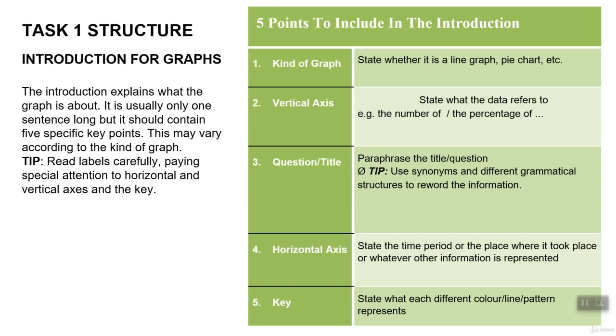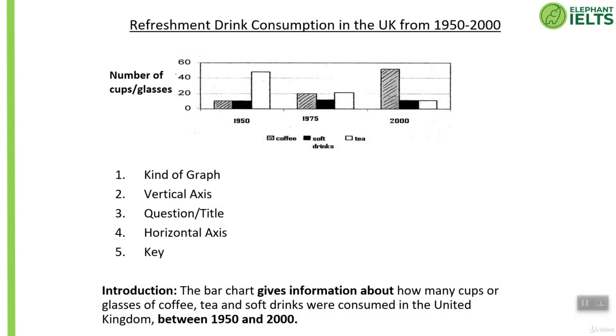Number 4, we need the information on the horizontal axis. Normally that's time, for example, from 1950 to 2000, or from day 1 to day 6. And of course, we need the information in the key. So try and put all this information in your introduction. Let's look at an example together.